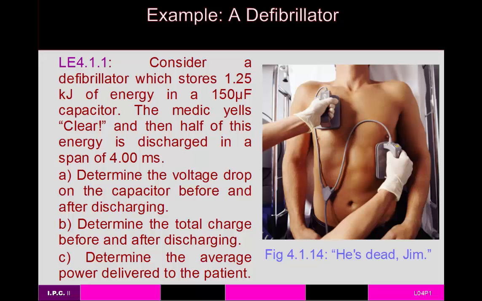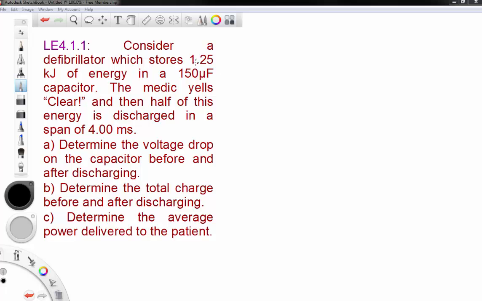So it's time now to turn to a few longer examples that have to do with capacitors, capacitance, and electrical energy storage. The first one that we're going to look at has some obvious biomedical implications, which is a defibrillator. So we're told that the capacitor is storing 1.25 kilojoules of energy.